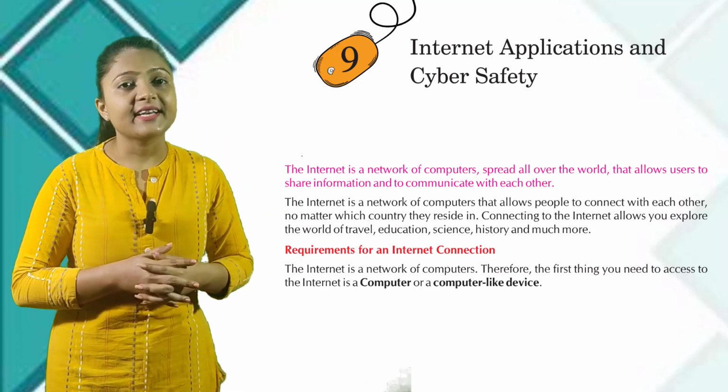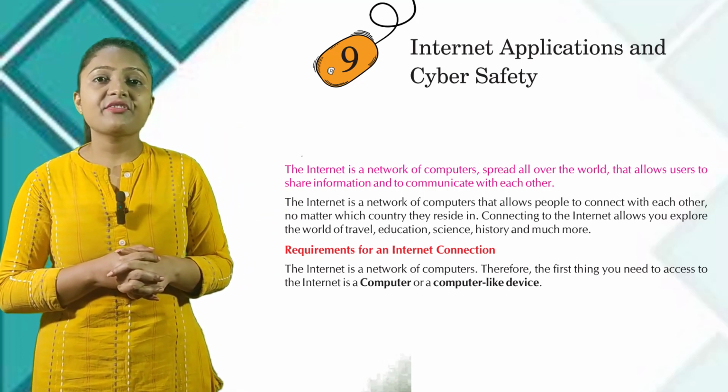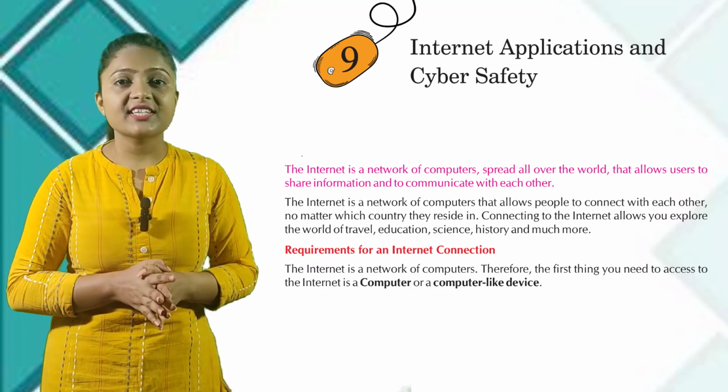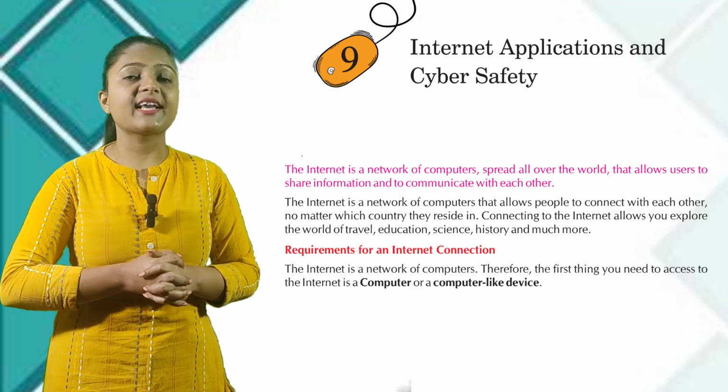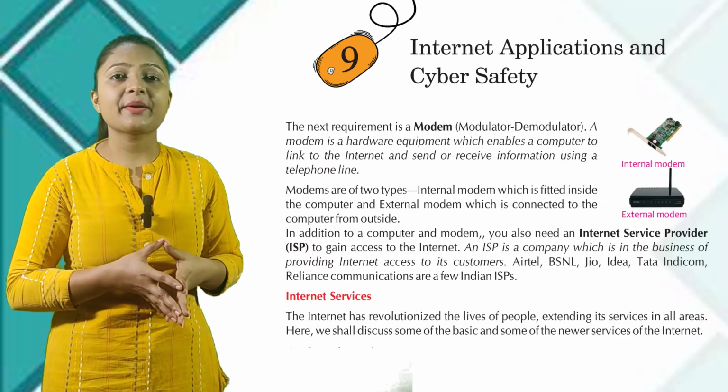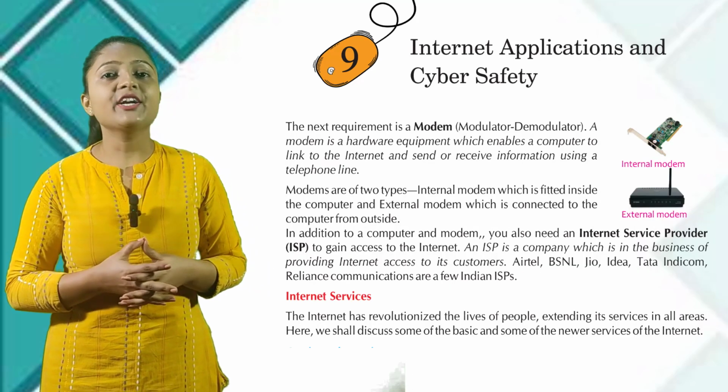Requirements for an internet connection. The internet is a network of computers. Therefore, the first thing you need to access the internet is a computer or a computer-like device. The next requirement is a modem, modulator-demodulator.